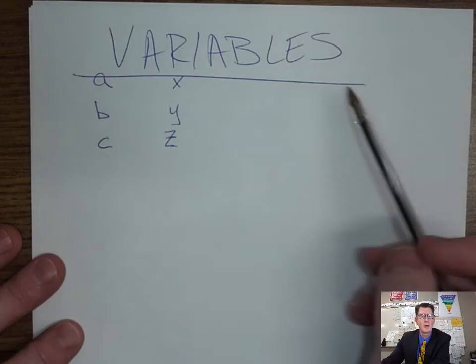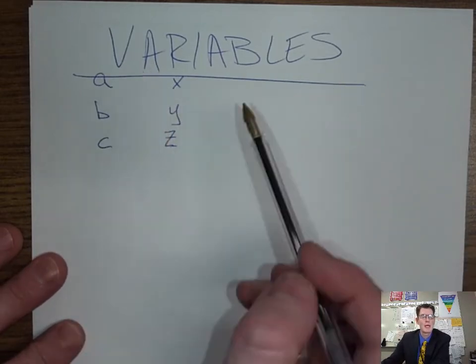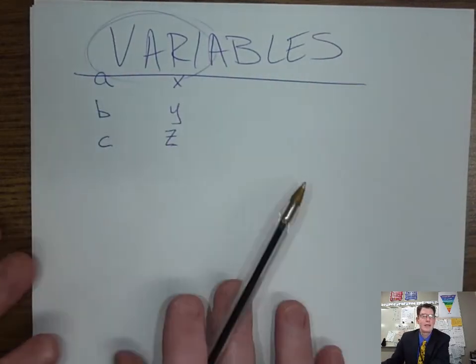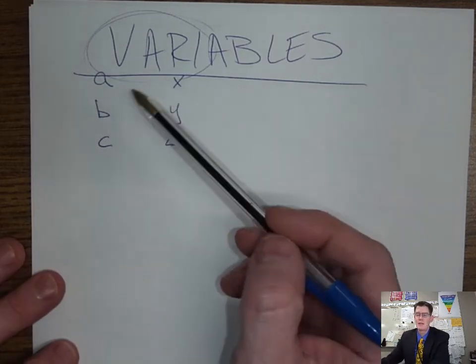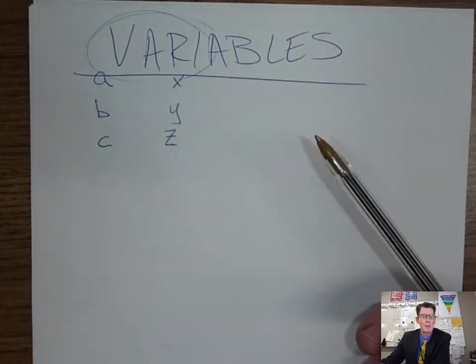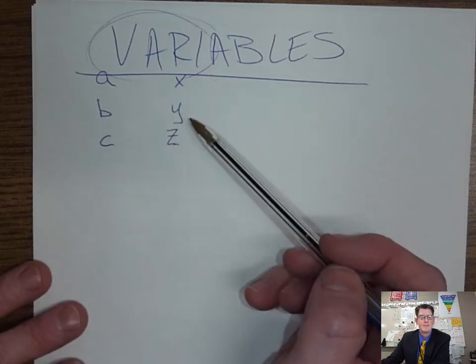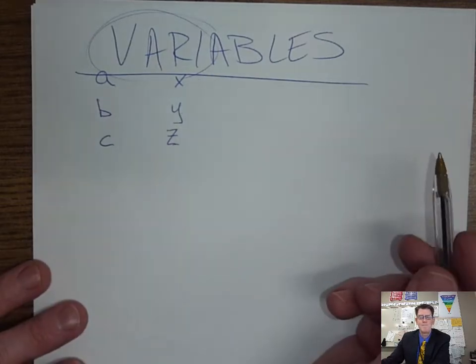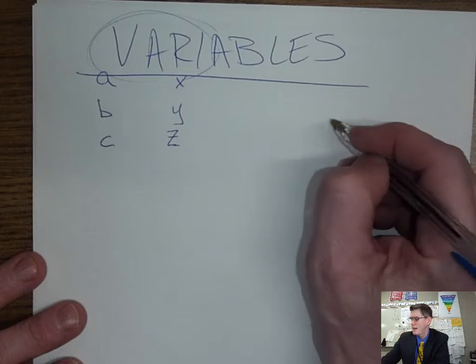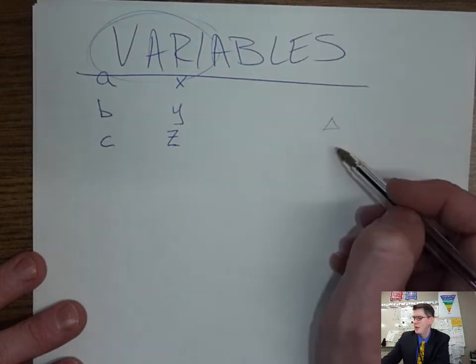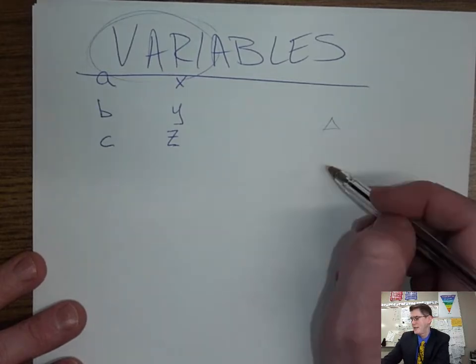What are variables? Well, it's an unknown number, so it can vary. It can be something different. And so we call that number a letter, A or B or C, X, Y, Z. When you get up into college, you'll use Greek letters like delta.